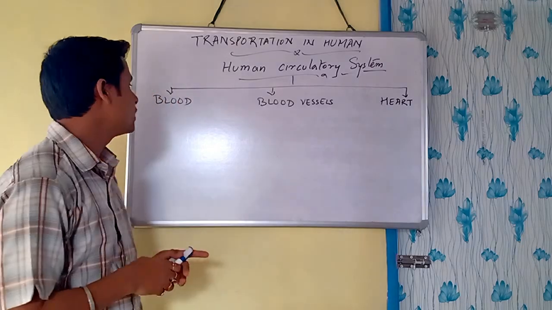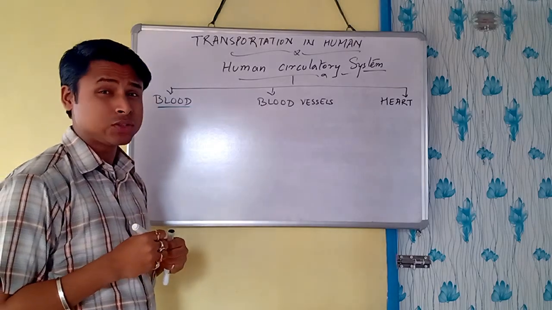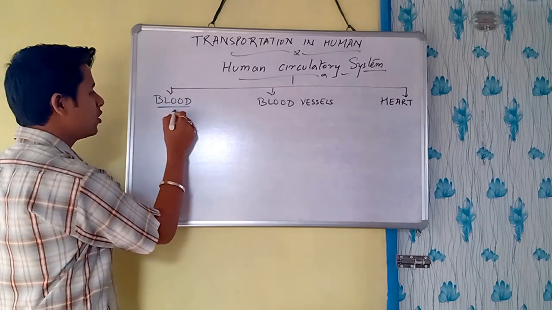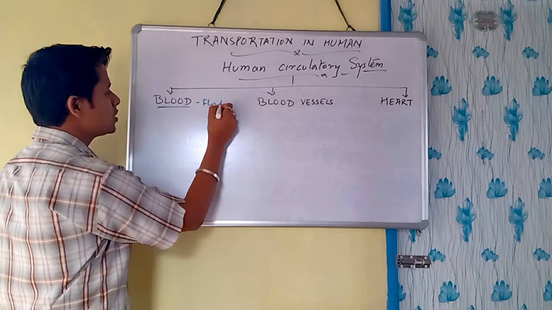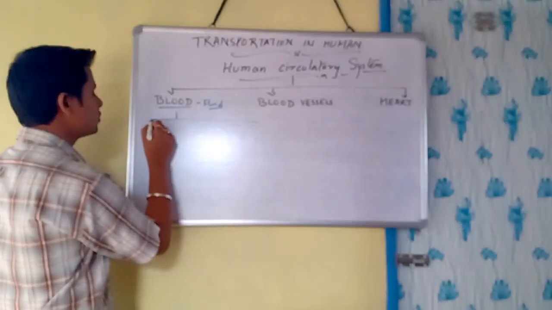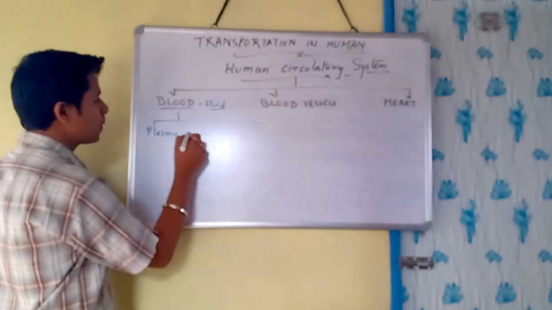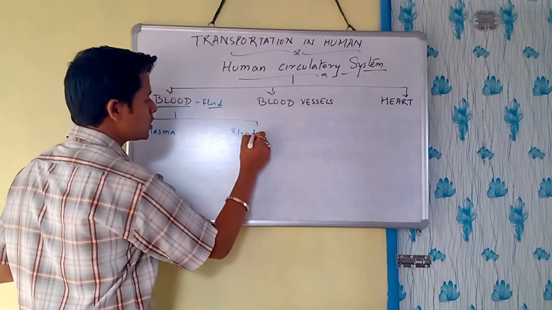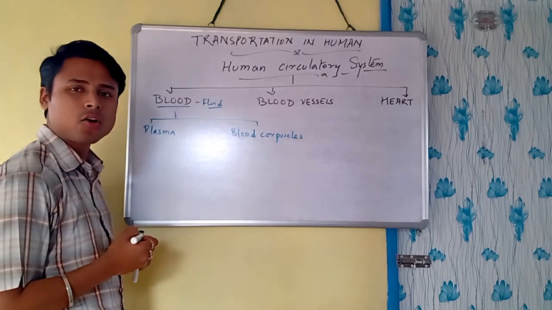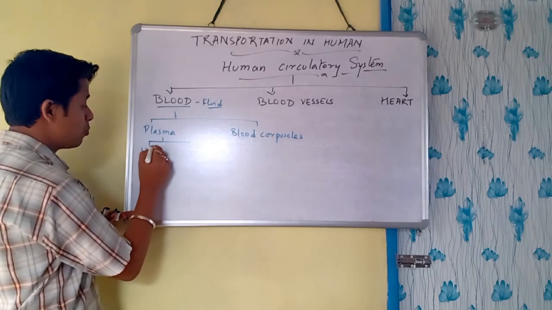First we will discuss the blood. Blood is a connective tissue, as you have studied in class 9. This blood is a fluid. It is composed of plasma and blood corpuscles. The plasma consists mainly of water.